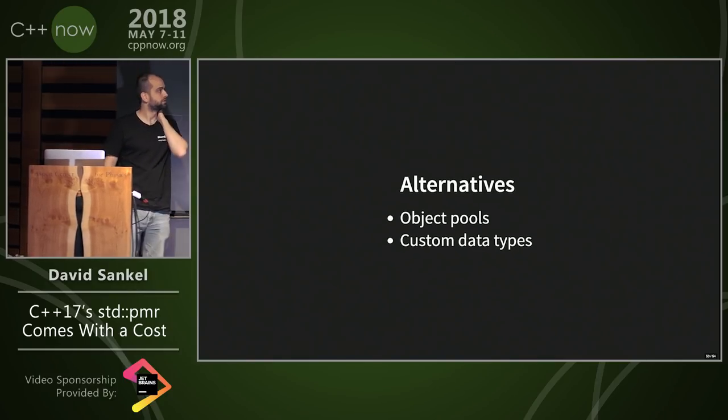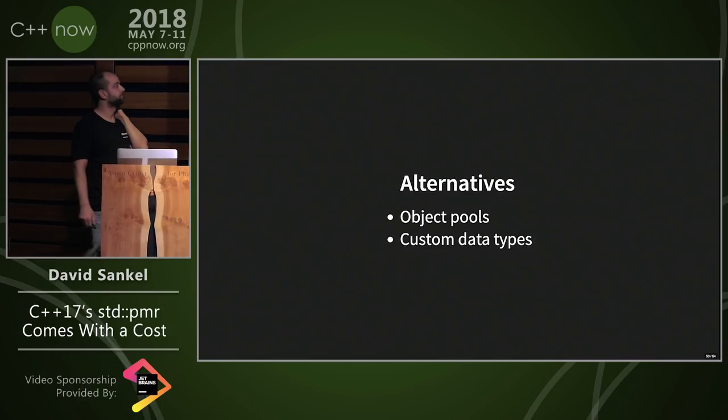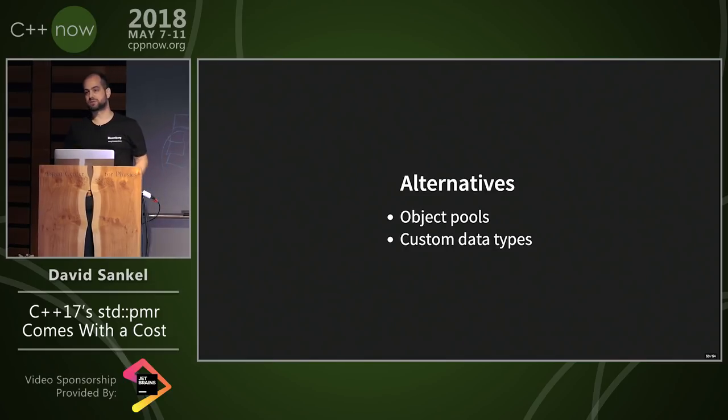So there are alternatives to this. One of them is to use an object pool. Depending on what your memory access patterns look like, an object pool actually makes a lot of sense in these scenarios when you might be looking for allocators. This is kind of a typical case. You could use custom data types.